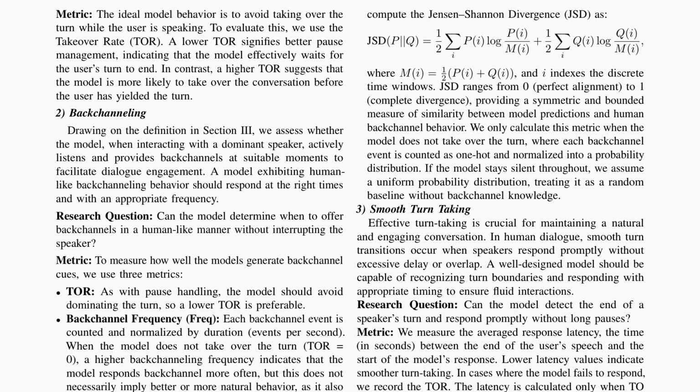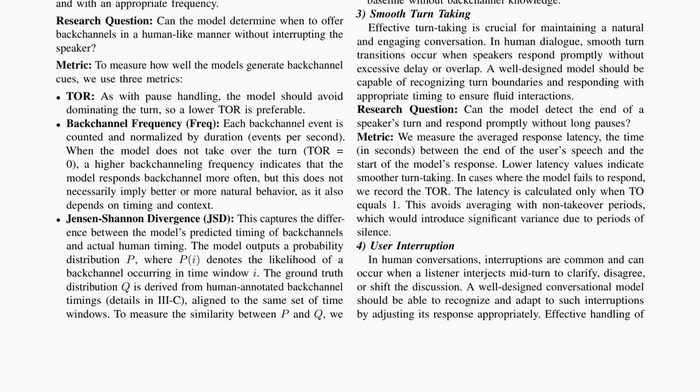3. Smooth turn-taking. Effective turn-taking is crucial for maintaining a natural and engaging conversation. In human dialogue, smooth turn transitions occur when speakers respond promptly without excessive delay or overlap. A well-designed model should be capable of recognizing turn boundaries and responding with appropriate timing to ensure fluid interactions.